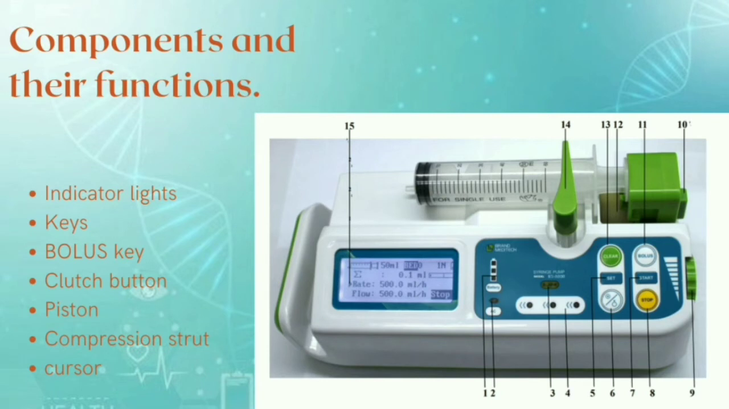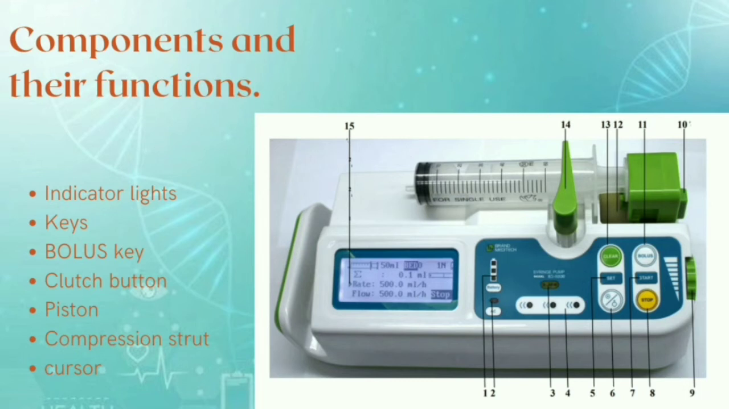First component is indicator lights. There are 4 main types of indicator lights available here. One is battery capacity indicator light. It gives a signal that the machine is charged.